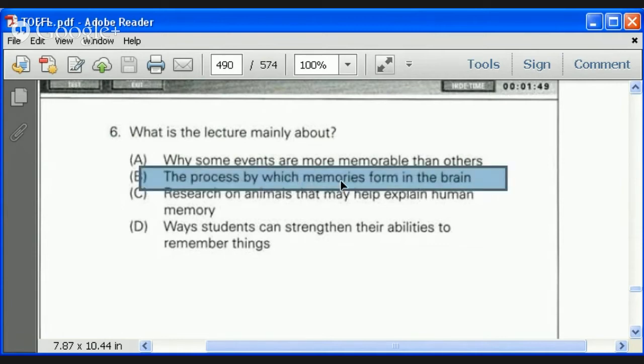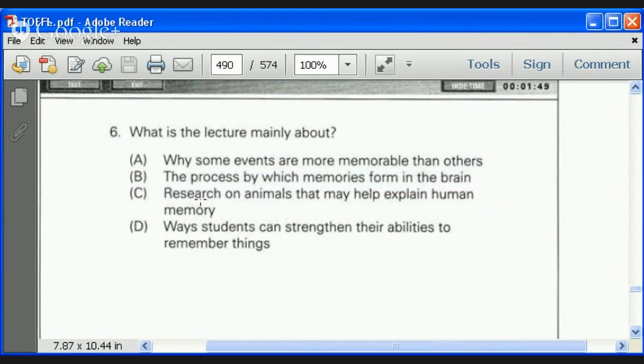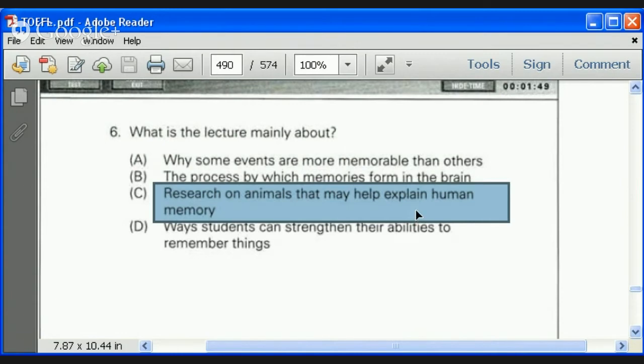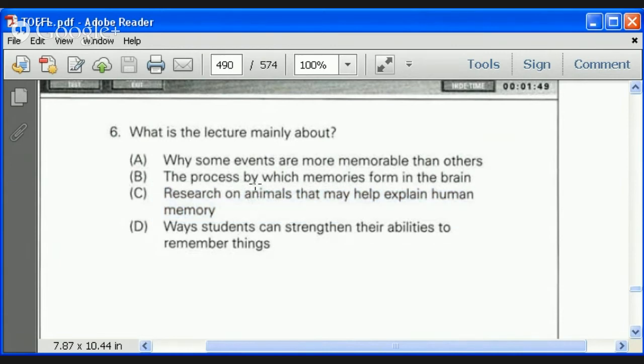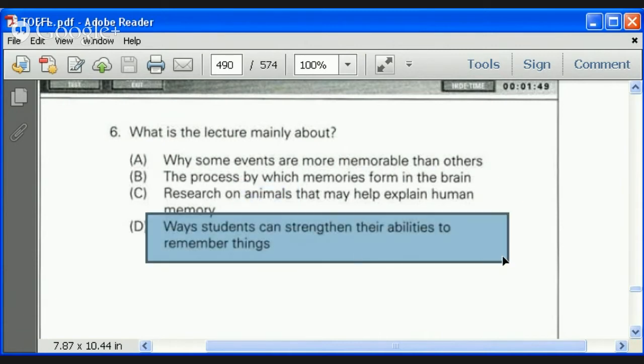The process by which memories form in the brain. Well, if you're making notes, you should have written 1, 2, 3, because that's exactly what he did. He described exactly this process. Even though I personally am 99.99% sure, I'm still going to check out answers C and D. Research on animals that may help explain human memory. There was never an animal mentioned. I would have remembered something about animals. C is definitely out of the question.